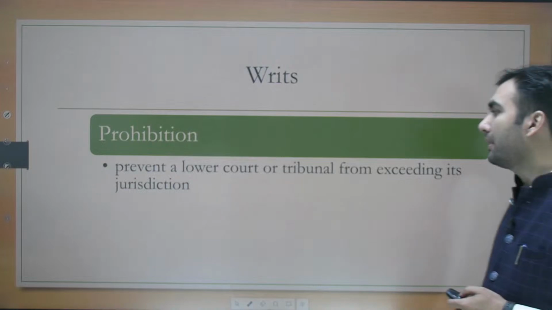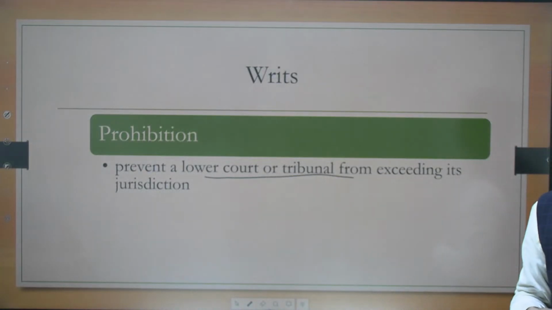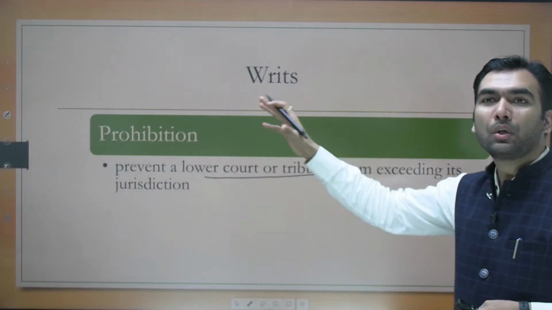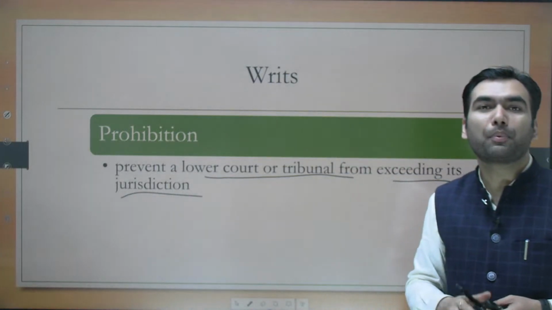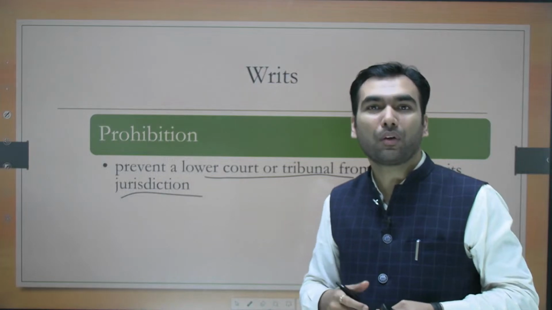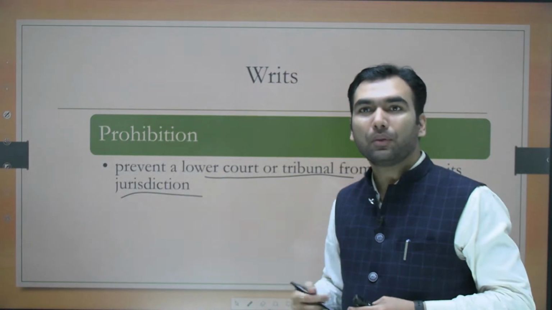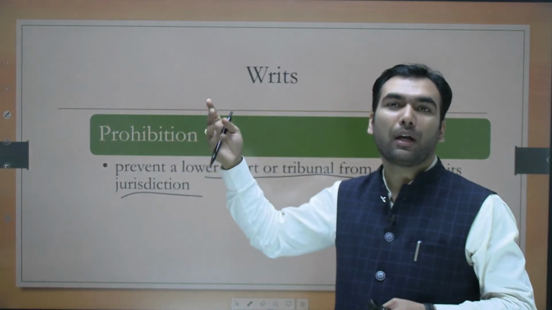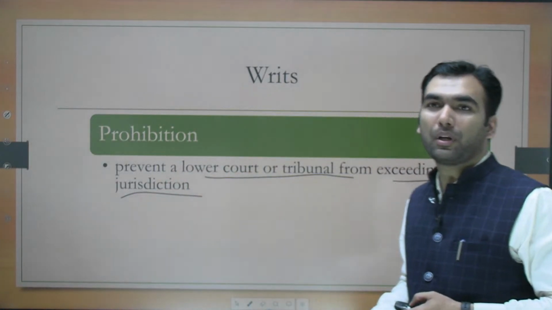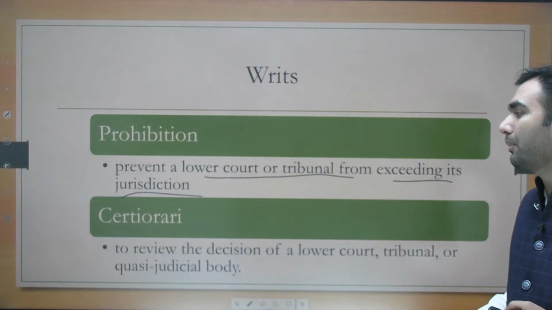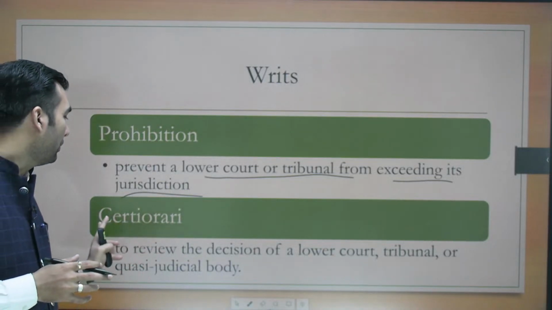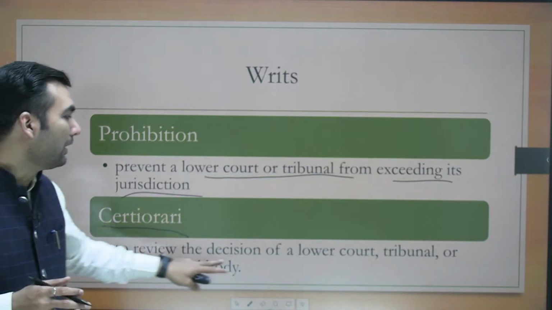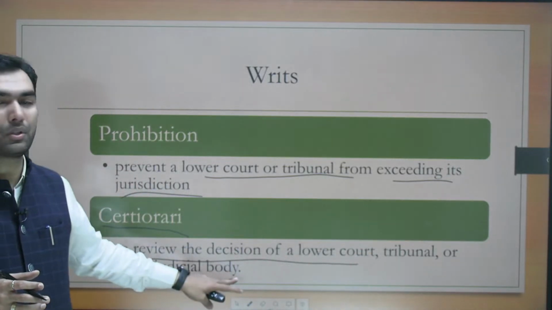Prohibition, it is against the lower court or tribunal. Prohibition means prohibiting from doing a certain thing, so exceeding its jurisdiction. Suppose a court is dealing with a matter which is beyond its jurisdiction, then you can say that the rule of law is violated, your rights are violated. You can go to the higher court, maybe the Supreme Court, and request for the writ of prohibition. And certiorari, the difference between certiorari and prohibition is that in case the judgment has already been delivered, you are not happy with that judgment, you feel that that judgment is wrong, then you can go under the certiorari writ to review the decisions of a lower court, tribunal, or a quasi-judicial body.